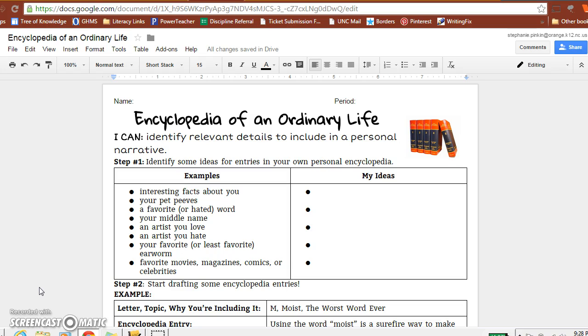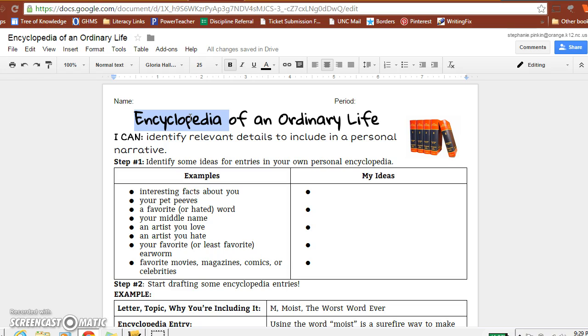So our I can statement, our goal for this lesson, was I can identify relevant details to include in a personal narrative. So I started off by activating my students' prior knowledge on what is an encyclopedia. And surprisingly, many of my students were able to give a very accurate definition, which I was a little bit shocked by, considering we have one set of encyclopedias in our school library, and it's very dusty, and it's never touched. But they knew what an encyclopedia was.